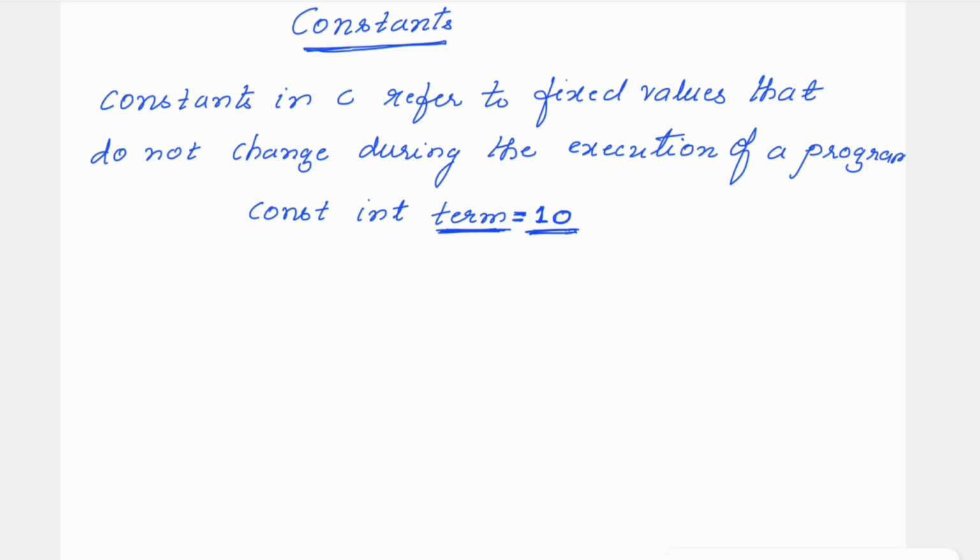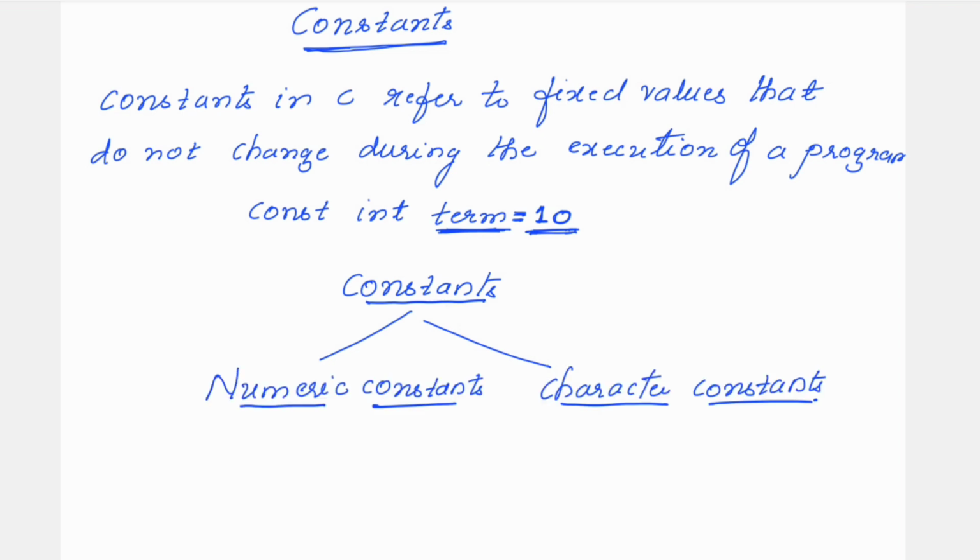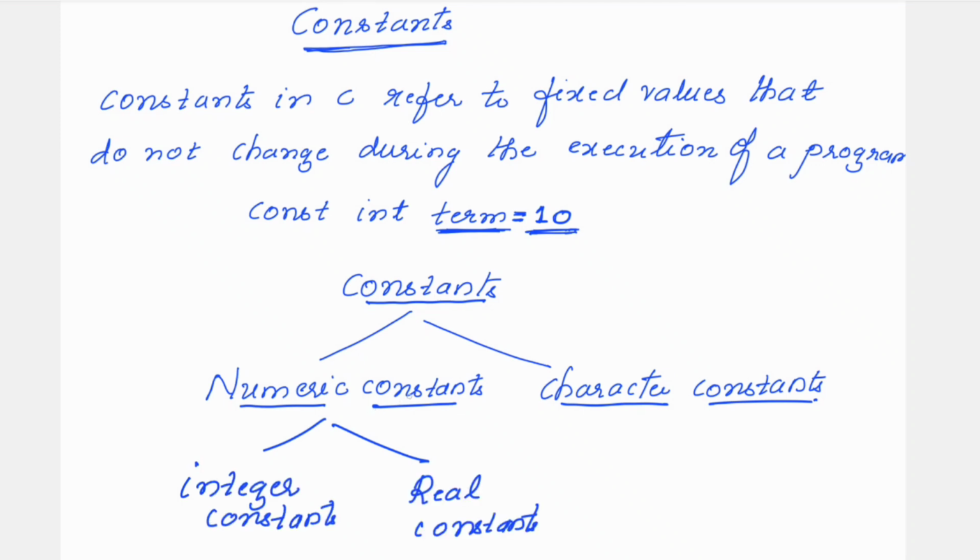Now constants are classified into two major categories. The first one is numeric constants and the second one is character constants. Further, numeric constants are classified into two types: integer constants and real constants. Let us see what we mean by numeric constants. What is an integer constant? It refers to a sequence of digits.